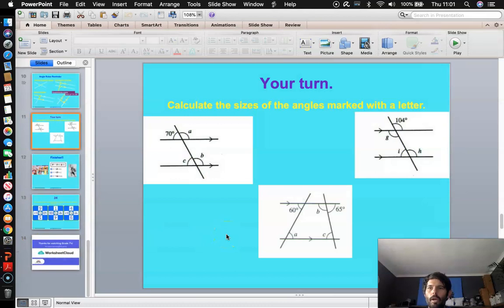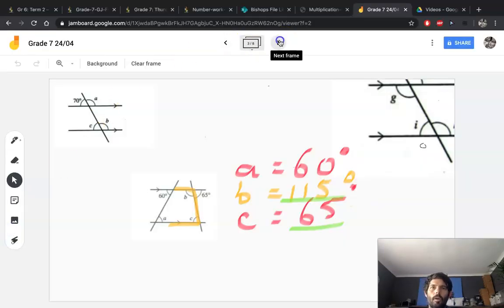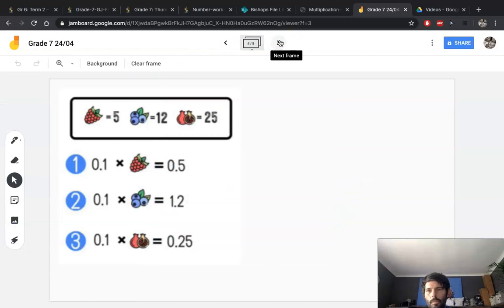Okay, guys, so all that's left for you for today is your finisher. It's a decimal finisher, so this is a little bit different to what we normally do. Two of those statements are correct, one is incorrect. You need to tell me which one is incorrect and why. Off you go. Okay, guys, so there are your three statements.